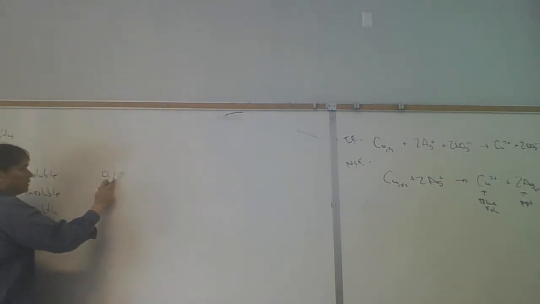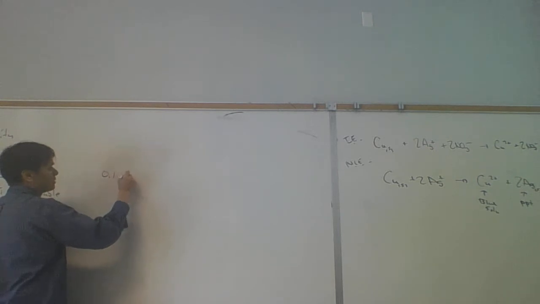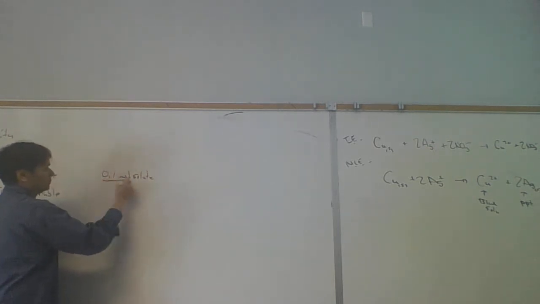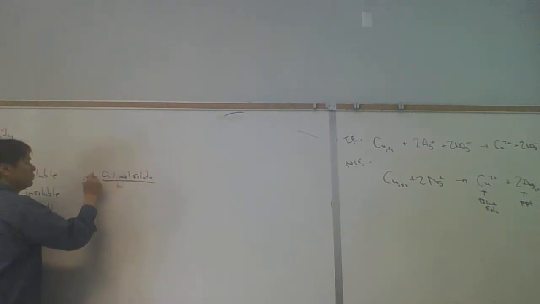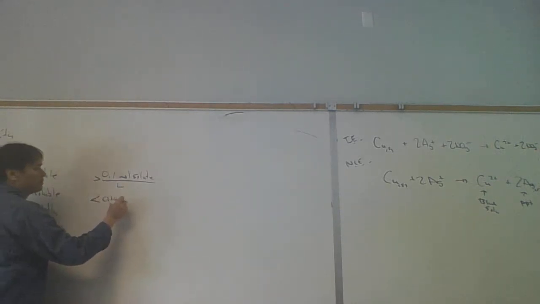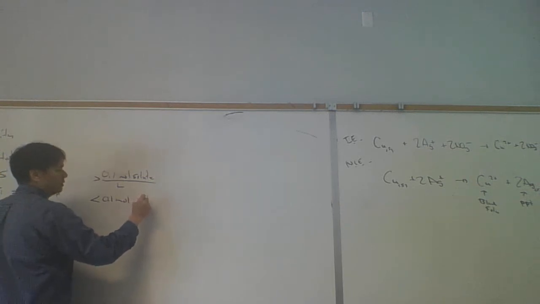what it means is 0.1 moles of solute can dissolve in a liter. And so what we want is greater than 0.1 moles of solute to be able to dissolve in a liter. If it's insoluble, then that means less than 0.1 moles of solute. Solute is what we're trying to dissolve in a liter.